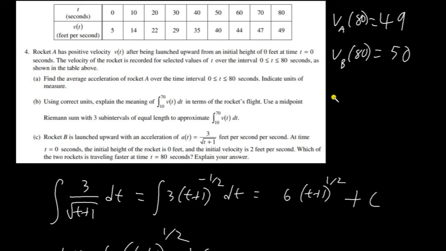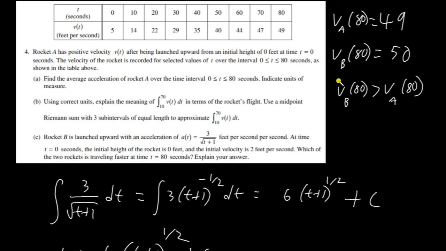The points here, there are 1, 2, 3, 4, 5 points. 1 point for correctly taking the integral of the acceleration, 1 point for including the plus c, 1 point for using the initial condition, 1 point for finding the velocity of rocket B at 80 seconds, and then 1 point for stating and explaining that the velocity of rocket B at 80 seconds is greater than the velocity of rocket A at 80 seconds.